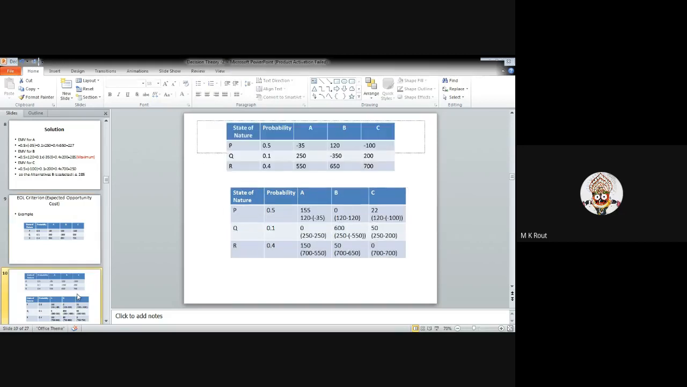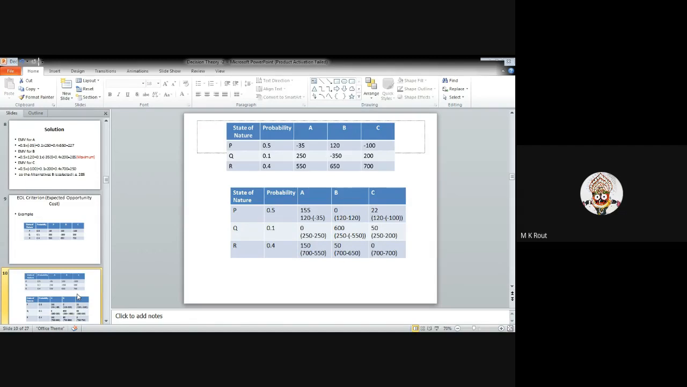In the next slide, I have written the same data, but you first have to find the maximum value row-wise. In the first row, which one is the maximum value? 120. First row, 120 is the maximum value. Similarly, in the second row, which one is the maximum value? 250. In the third row, which is the maximum? 700. 700 is the maximum value.